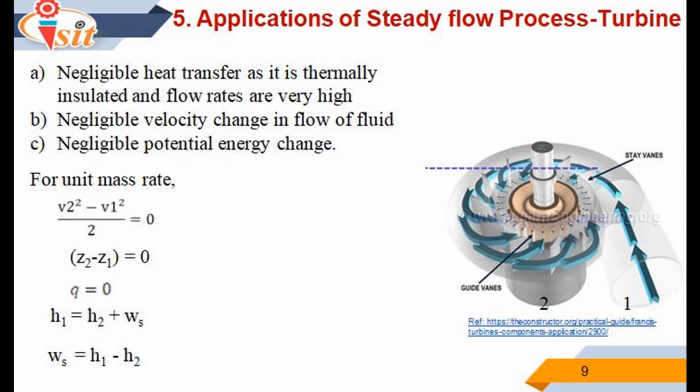Thus, for unit mass flow rate, the equation for the turbine has V2 square minus V1 square divided by 2 equal to 0. Then Z2 minus Z1 is equal to 0 and Q is equal to 0. Then the equation reduces to H1 is equal to H2 + Ws. Then Ws is nothing but H1 minus H2 for the turbine.